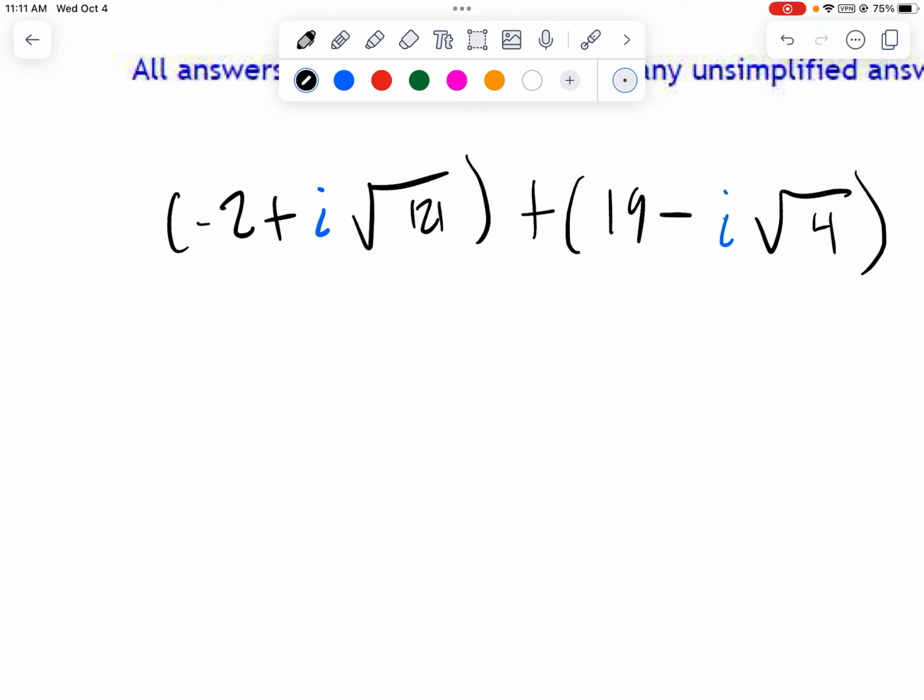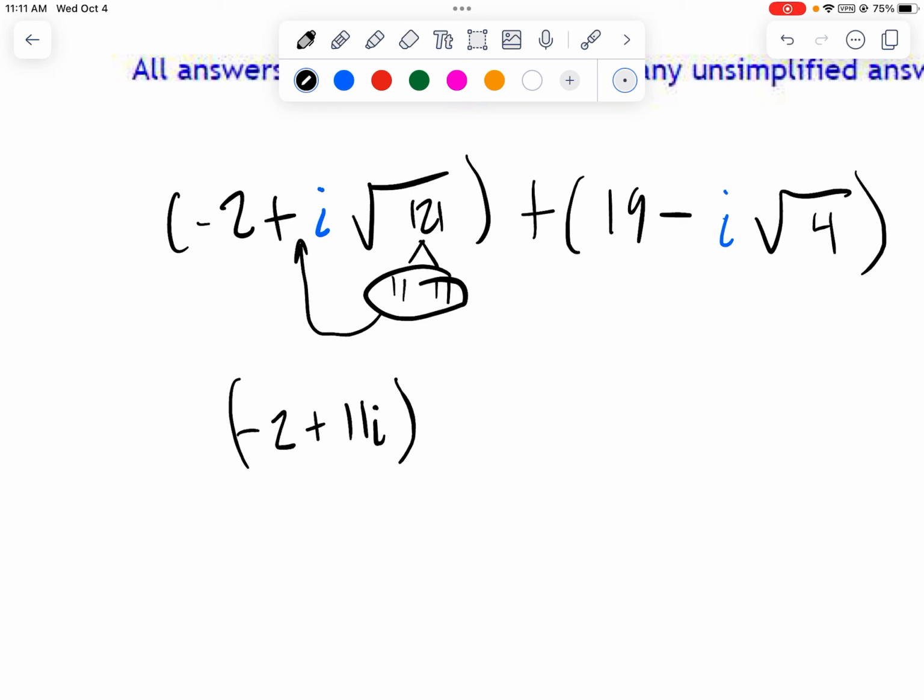Go from there. Right here, 121, that simplifies. That's 11 times 11. 11 doesn't break down further. There's two of the same thing, and it's going to multiply to whatever's in front, the i. So we have -2 plus 11i.